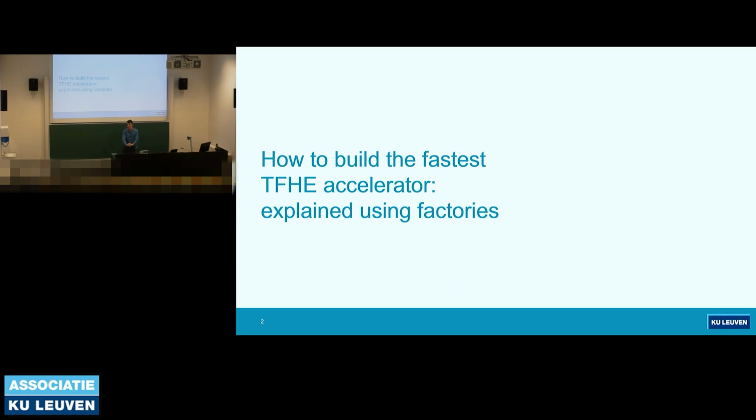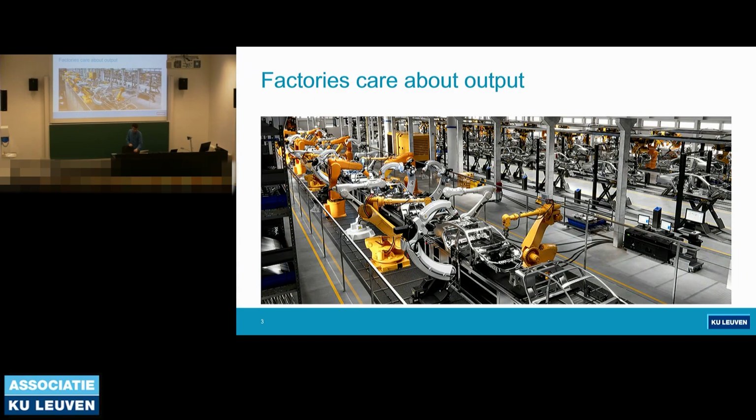So how do you build the fastest possible TFHE accelerator? I'm going to explain this using factories. If you are a person designing a factory, what you want is maximum throughput, ideally for the given factory space. So your boss comes to you, he says, here's a factory, this is how big it is, fill it full of machines and get me the most throughput possible, the most things built per day possible.